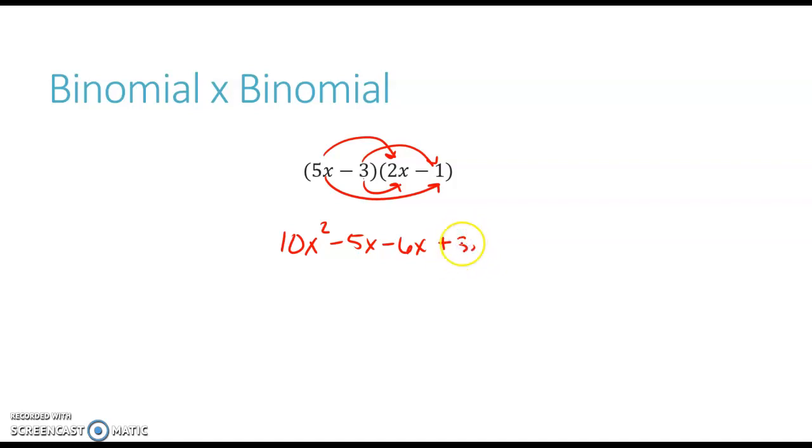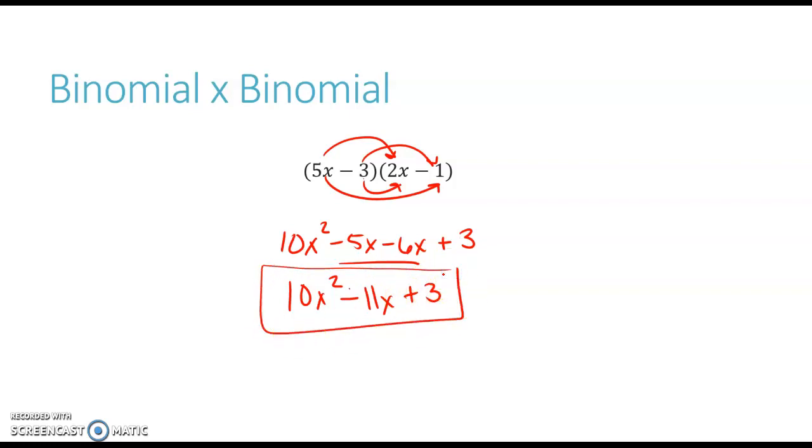Now, do not forget your signs as you go through. And then from here, we just combine our like terms. So the 10x squared comes down. 10x squared. And then negative 5x, negative 6x makes that a negative 11x, because both are negative, so you're going to add, plus 3. And that's our answer. And that's how we take a binomial times a binomial.